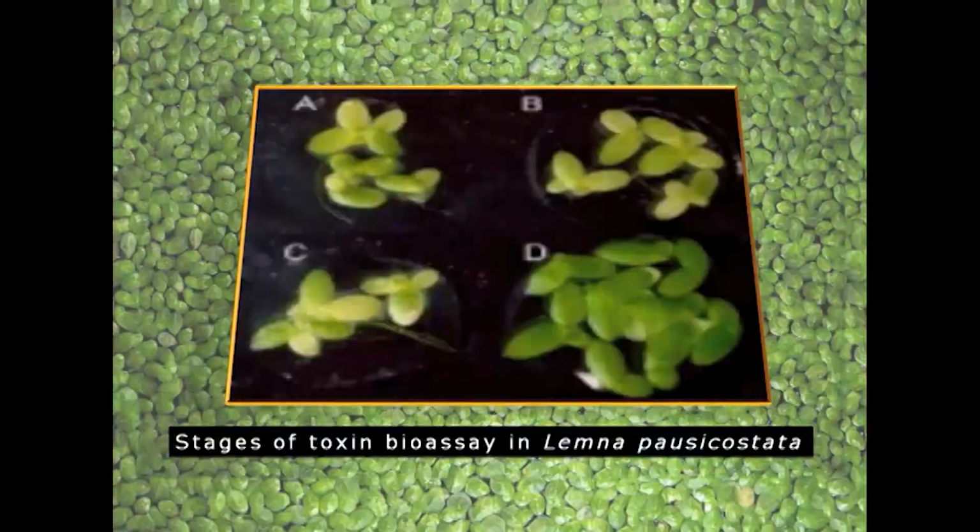Similarly, toxin bioassay can also be carried out in a unique hydrophyte like Lemna paucicostata. Here the toxin will induce chlorotic lesions, and then there will be a browning reaction. So depending upon the number of leaves which show chlorotic lesion or browning reaction, we can say what is the effectivity of that particular toxin.